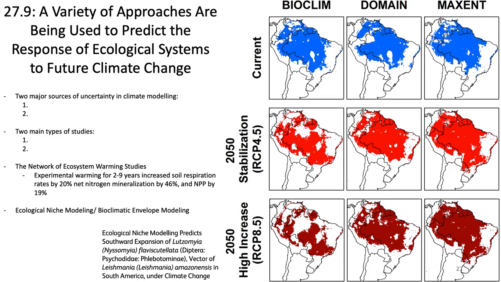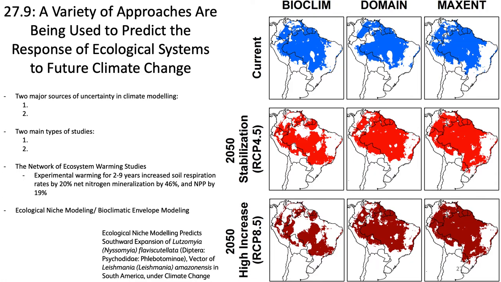Let's talk a little bit about climate modeling, since it's an important tool that ecologists use for predicting ecological responses to climate change. There are two major sources of uncertainty in climate modeling. Number one is uncertainty from the limitations in our understanding of processes that control the current distribution and abundance of species. So there's some uncertainty because we don't know everything about what controls current distribution and species abundance.